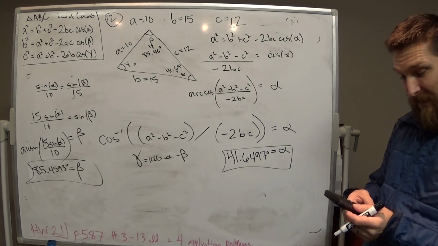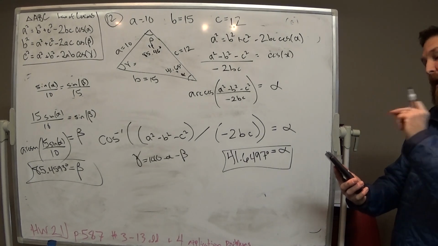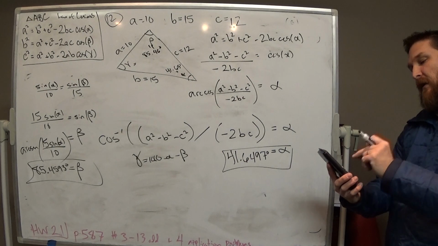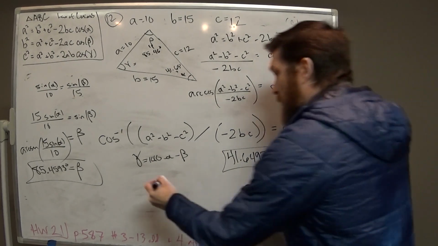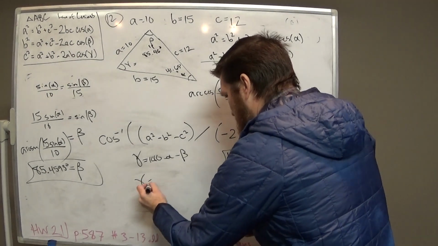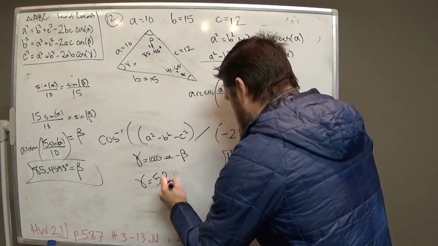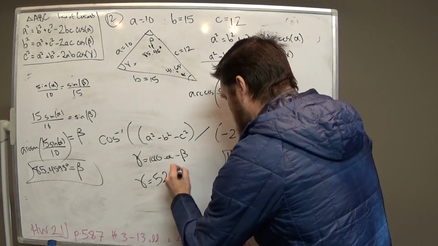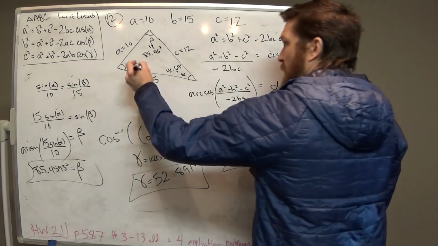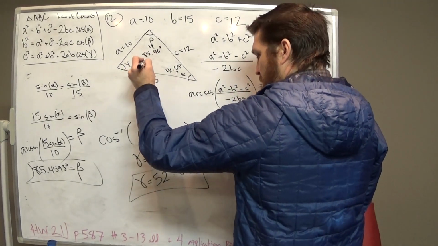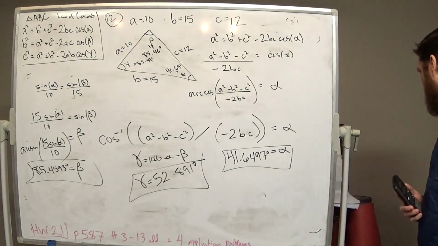Another nice thing about plugging all of this in at once is that it's all right there. You don't have to go back up and go, oh yeah, that's when I calculated that. That's when it's all just right there. So that's nice. Gamma is equal to, I get 52.891. So 52.89 degrees. Is that what I got?